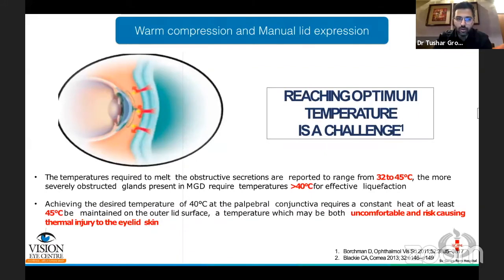Warm compresses and manual lid expression do form the first line of the treatment, and they do play an important role. But the issue that exists with warm compression is that you are applying heat at the external surface of the lids, whereas the Meibomian glands exist closer to the inner surface of the lid. So even if you are able to maintain sufficient temperature at the external surface, you do not necessarily get that at the level of the Meibomian glands.